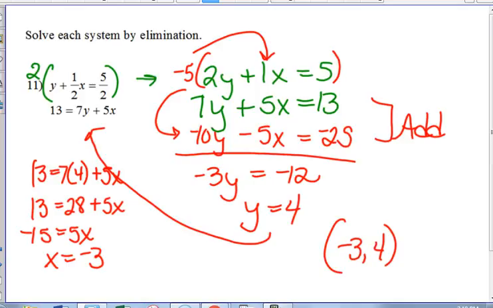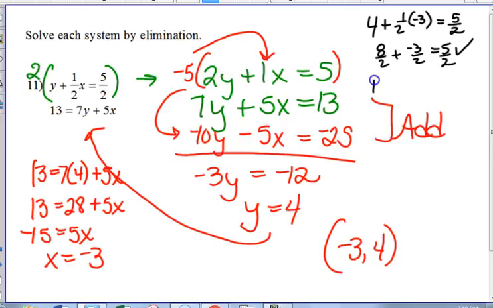Okay, I'll humor you. I'll plug it back in. 4 plus 1/2 times negative 3 equals 5/2. That would be 8/2 is the same as 4 plus negative 3/2 is 5/2. Does that seem okay? The second one would say 13 equals 7 times 4, which is 28, plus 5 times negative 3, which is negative 15, is 28 minus 15, 13. So it does, check.